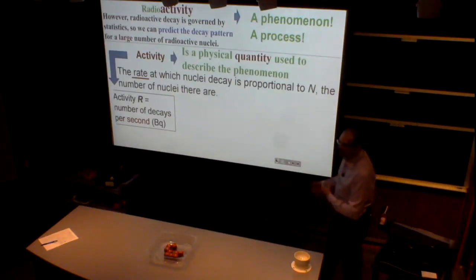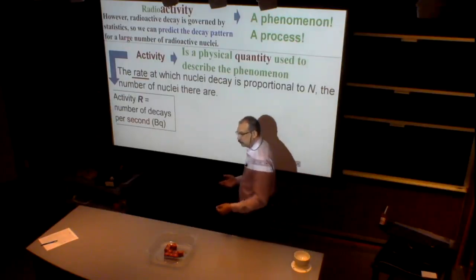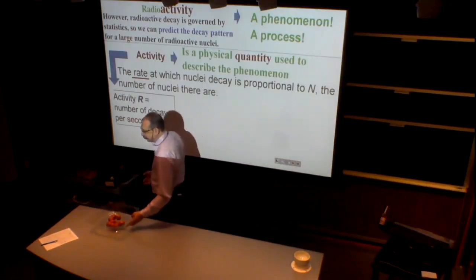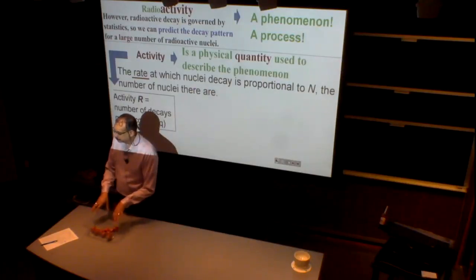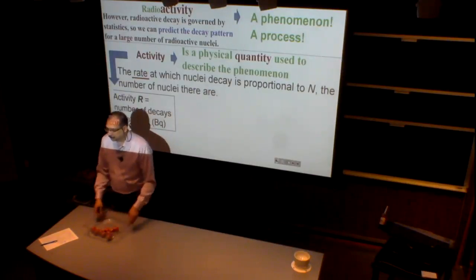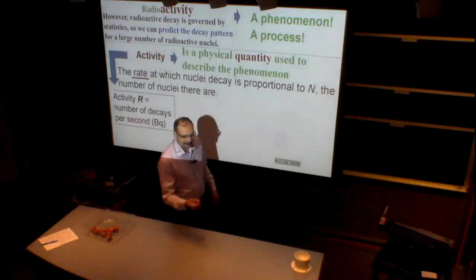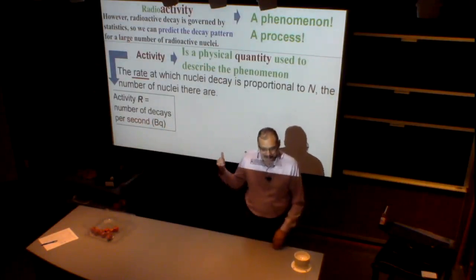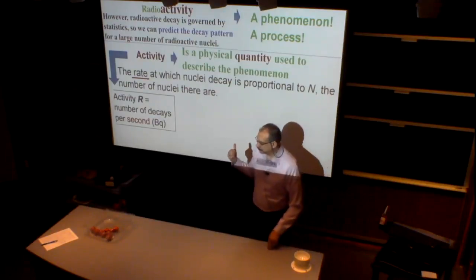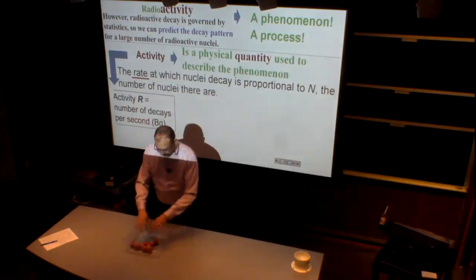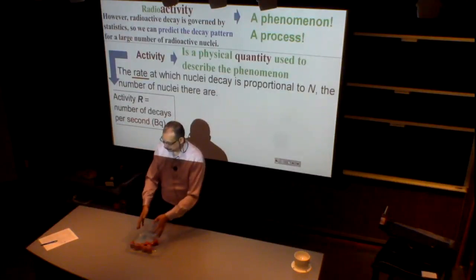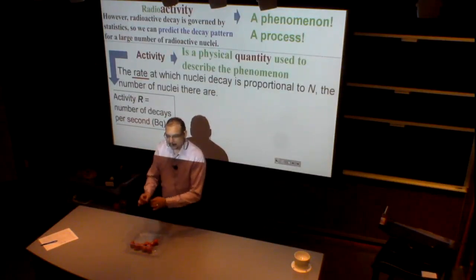So this word activity in physics has two different meanings. First, radioactivity, we call a phenomenon when they split eventually. But also, there is a specific physical quantity we call activity as well. And that is, if we have a specific amount of radioactive material, how many decays happen every second? That's what activity is by definition.